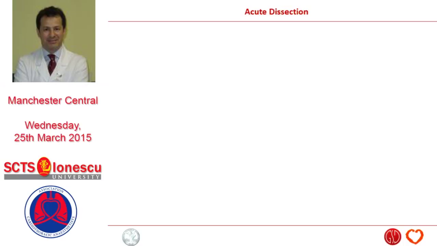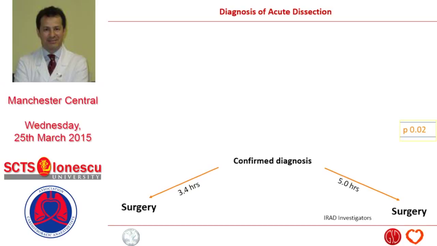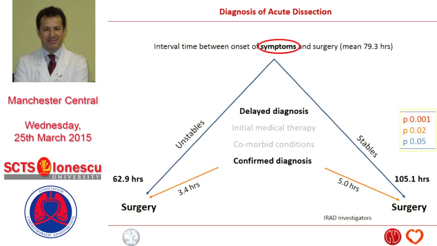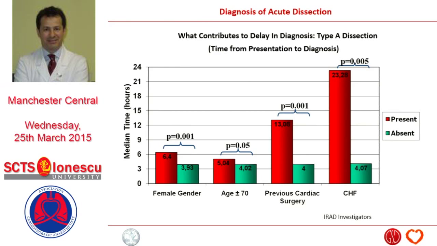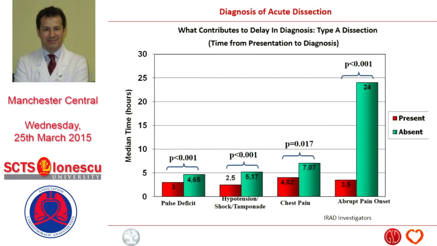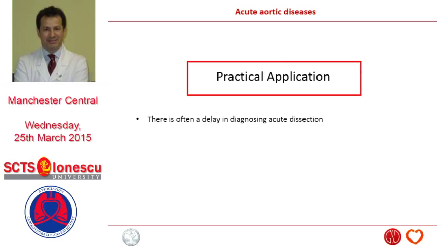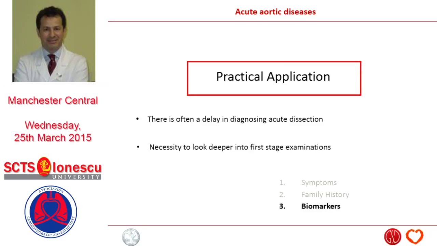If we move from the chronic setting to the acute setting, we all know that usually the interval between the confirmed diagnosis of the dissection and surgery is very short. But this is not observed in the registry, at least if we consider the interval between onset of symptoms and surgery. This is because some patients may be affected, for example, by congestive heart failure or had previous cardiac surgery. So in this setting, there is a longer interval between onset of symptoms and diagnosis. Or some others may have an absence of symptoms, like, for example, an absence of abrupt pain onset. So also for the acute setting, there is often a delay in making the diagnosis and also the necessity to know more about biomarkers.